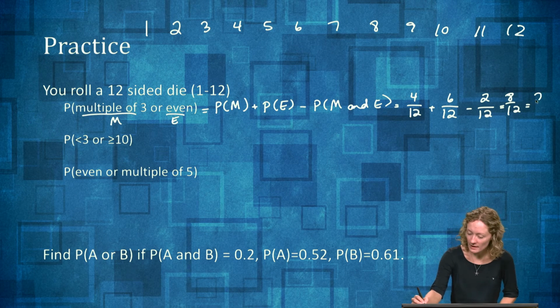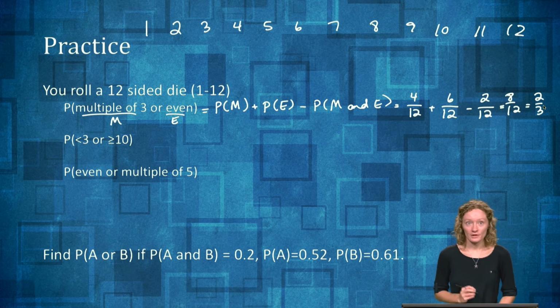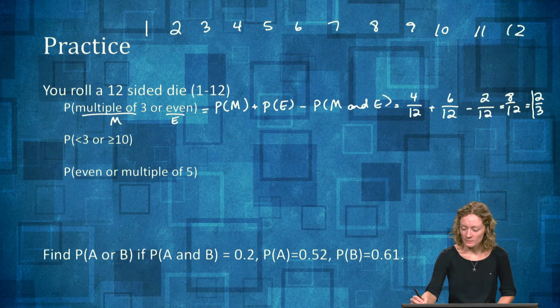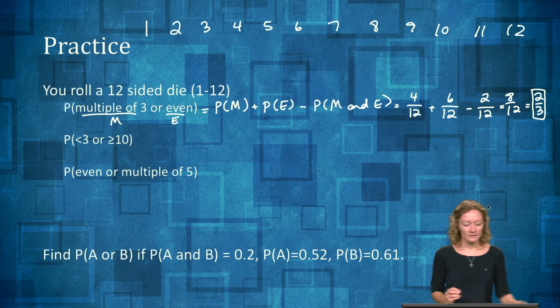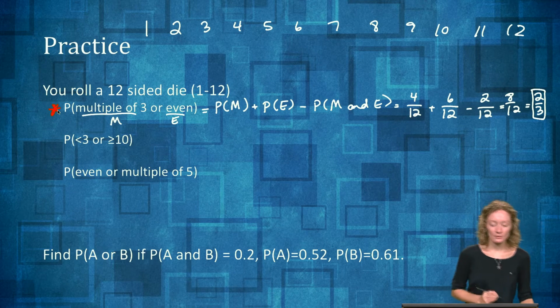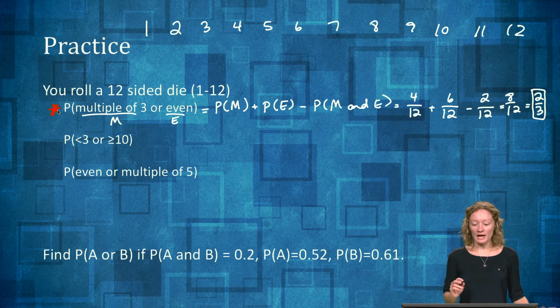And this simplifies to 2/3. An alternate way of doing this problem without the formula is to just look at all the options. This one will be in red. And we'll just underline which meet either one of the two criteria. Could be one, could be the other, could be both.